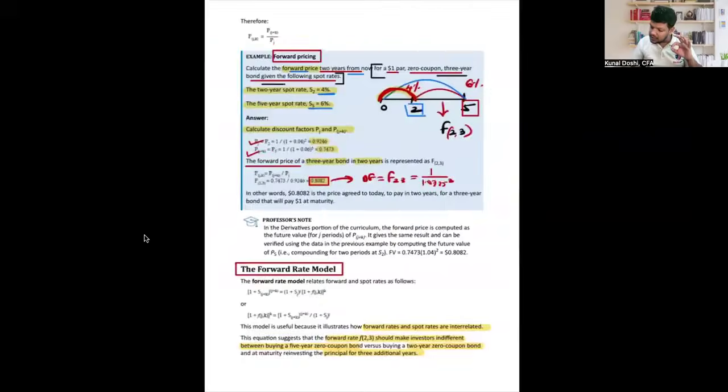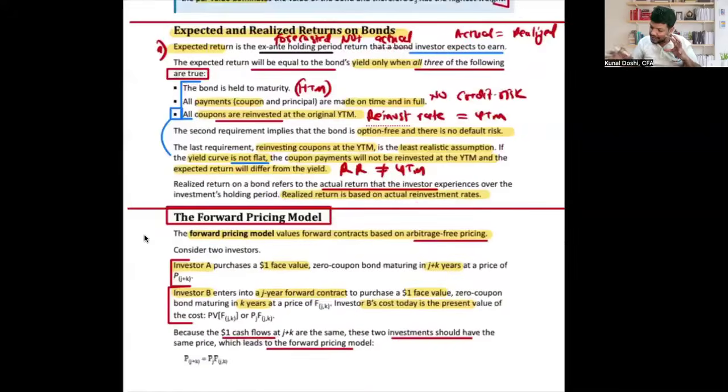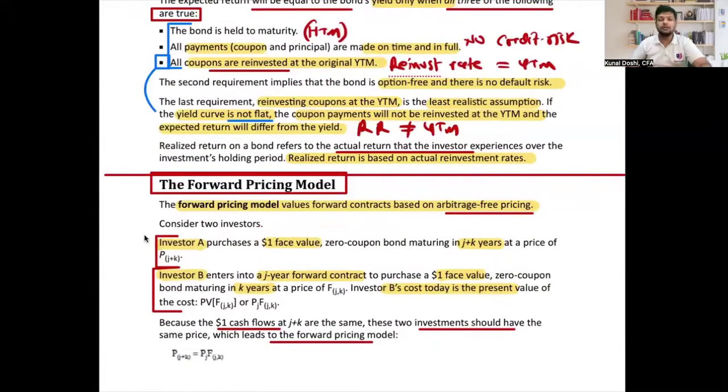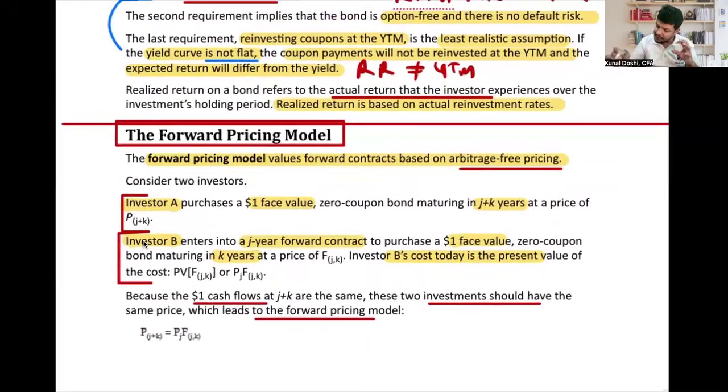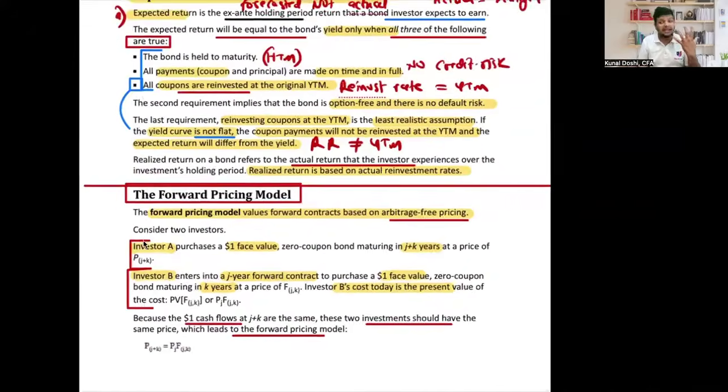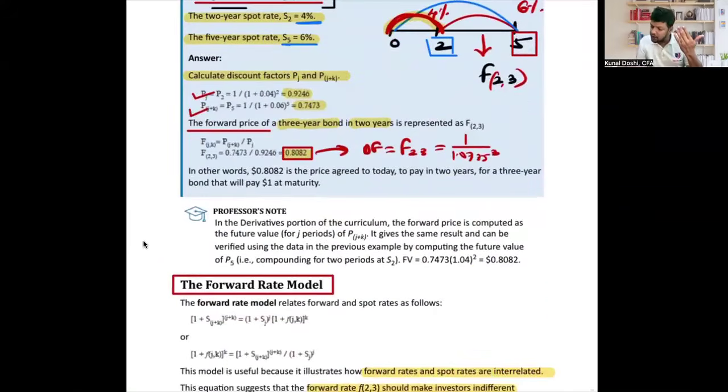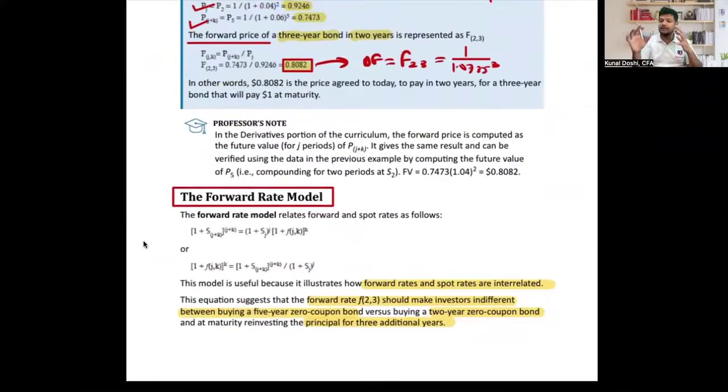Now, there are different models, everyone. The forward pricing model is based on the concept of no arbitrage. Remember, the price of the bond should be based on the forward discount rates. If not, there is a possibility of arbitrage, right? This is the forward pricing model. The forward rate model is based on the forward rates. Now, in reality, there's not a big difference between the two, right? The forward pricing model basically relies on no arbitrage pricing, correct? And the forward rate model is quite on similar lines.